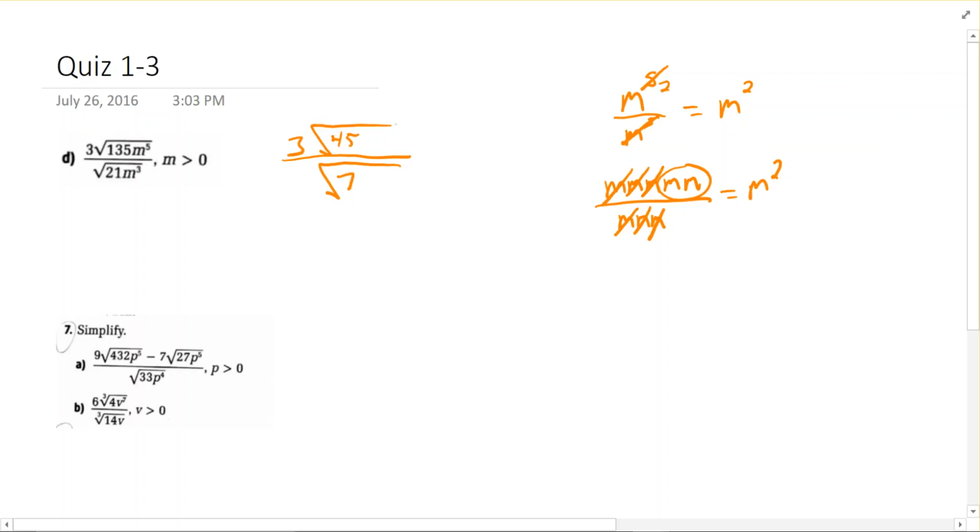Either way, we're only going to have m's in the top because m to the 2 meant m to the 2 over 1, really. So there's nothing in the bottom. So that's going to be your answer, just right there.